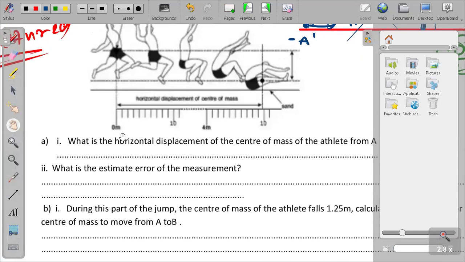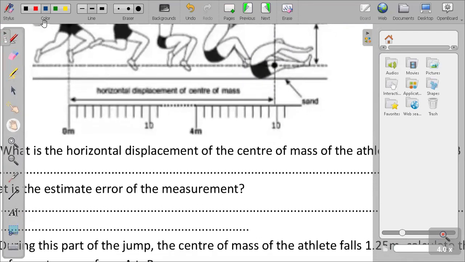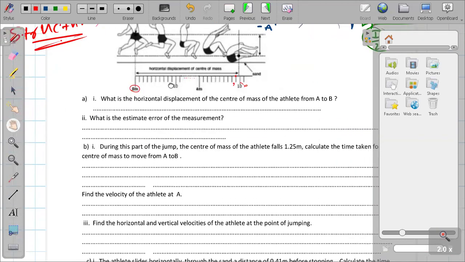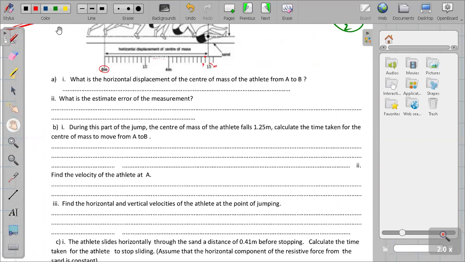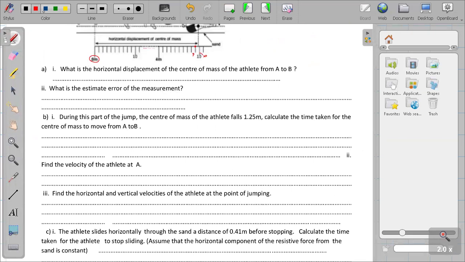Have a good look at here. It is marking from like 0 meter here. This part is broken. That means it is a very long one. Finally, he reached to like 4 meter and somewhere nearly 10 centimeter. You can either take 9 or 10. It depends on you. So that is why there is a thing there. With the closest one, you have to go for the closest one. It is 10. So what is the horizontal displacement here from A to B?